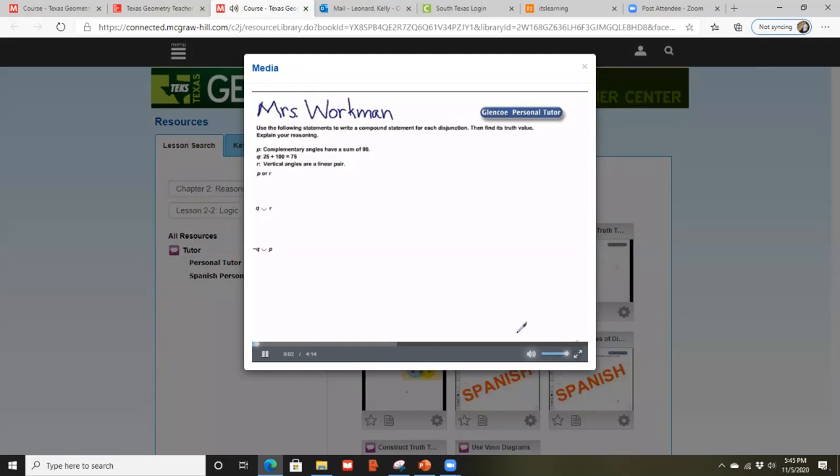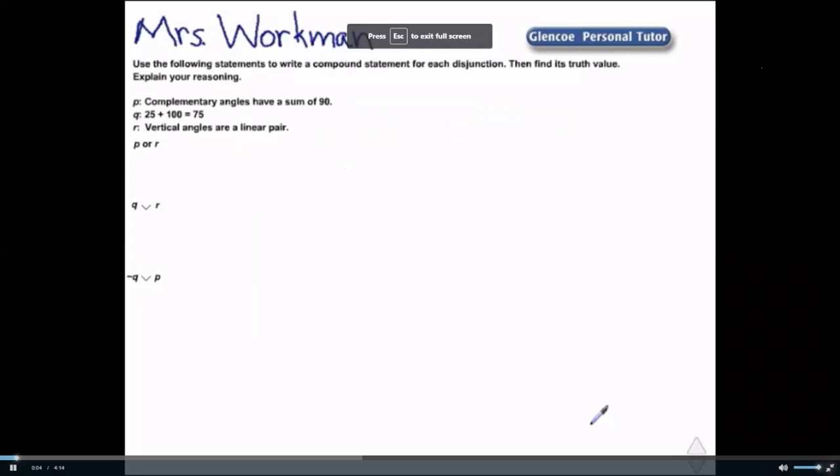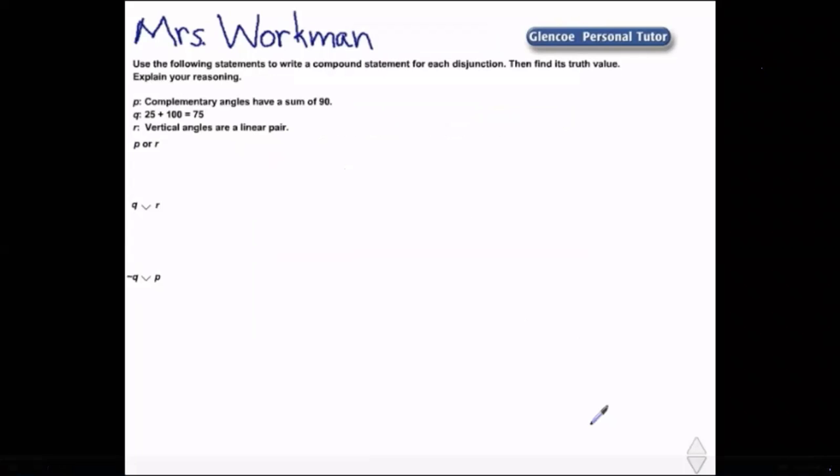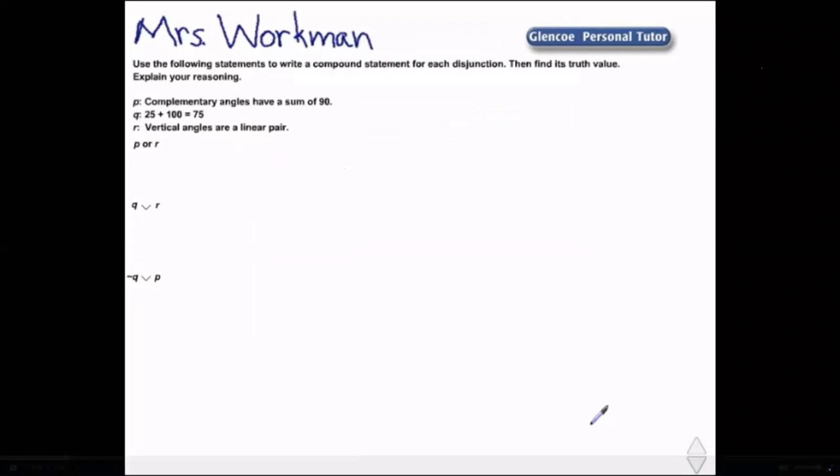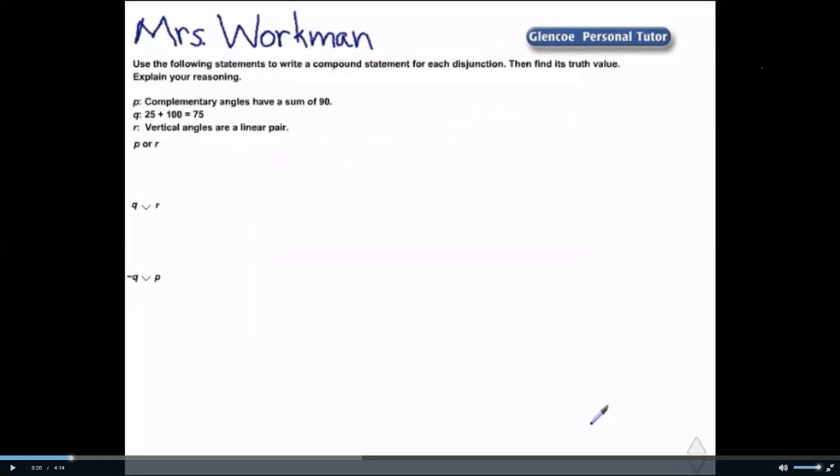Hello, this is Mrs. Workman. Use the following statements to write a compound statement for each disjunction. Then find its truth value. Explain your reasoning. P. Complementary angles have a sum of 90. The truth value of P is true. Q. 25 plus 100 equals 75. The truth value of Q is false.